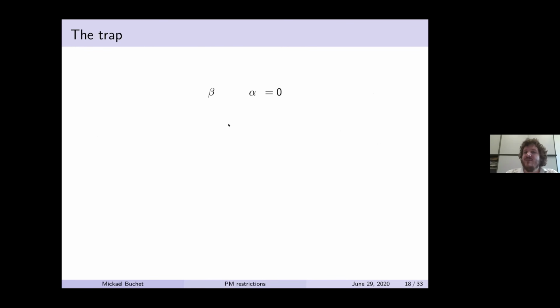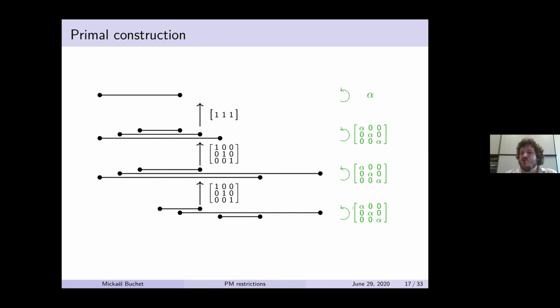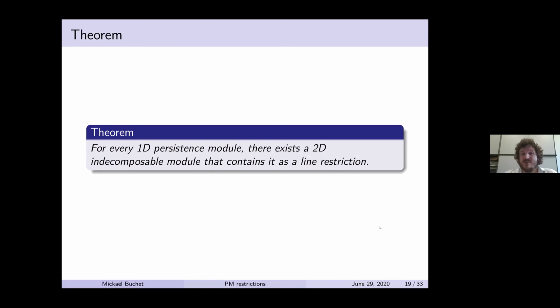And the trap is that if I have two elements of my field K, and I have beta times alpha equals 0, then necessarily I have beta equals 0 or alpha equals 0. But now I'm looking at beta times the morphism composed with alpha times the morphism. And this is 0 if beta is 0, alpha is 0, or if the composition of the two maps is 0. So I don't have much time, so I'm going to put that under the carpet and tell you this case never happens in the relevant places where we need to be able to show that this has to be a diagonal matrix alpha. And so this gives us our theorem that for every 1D persistence module, there exists a 2D indecomposable module that contains it as a line restriction.